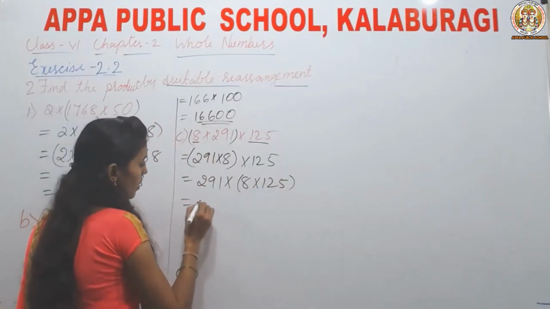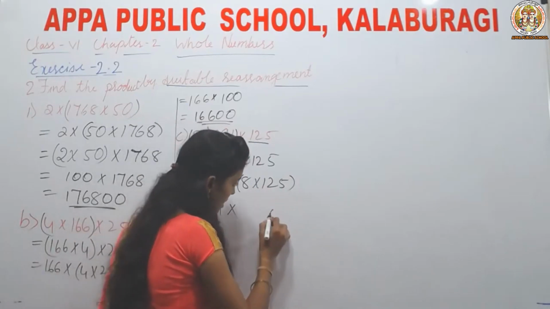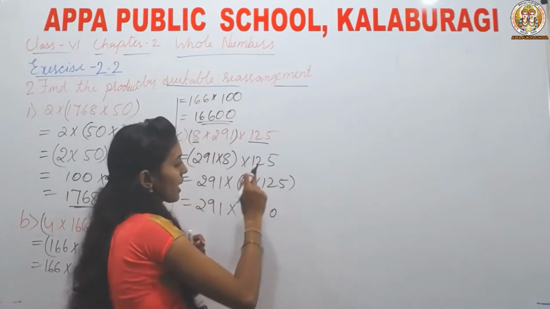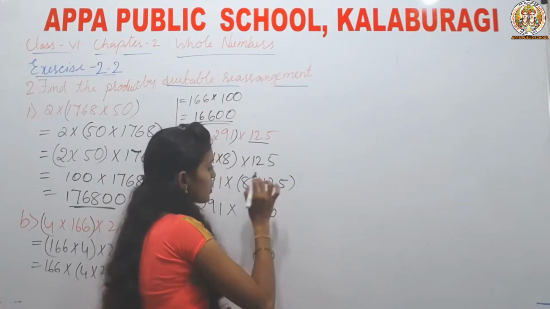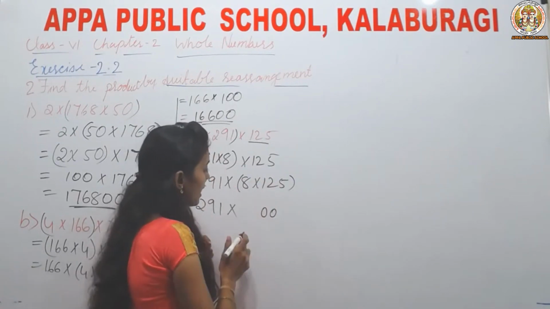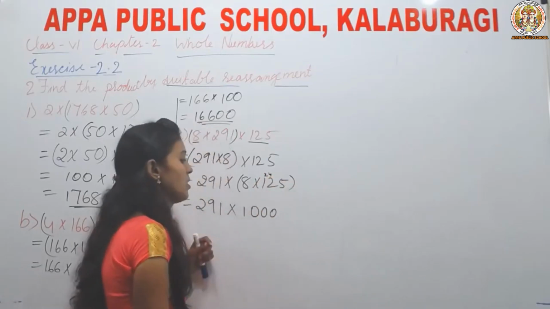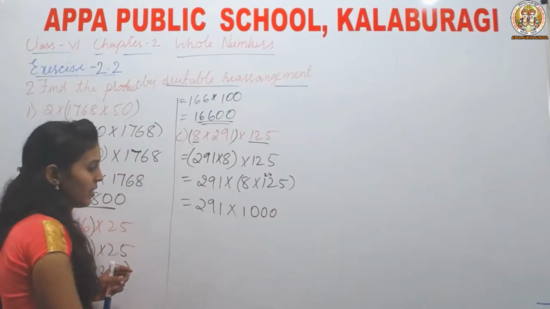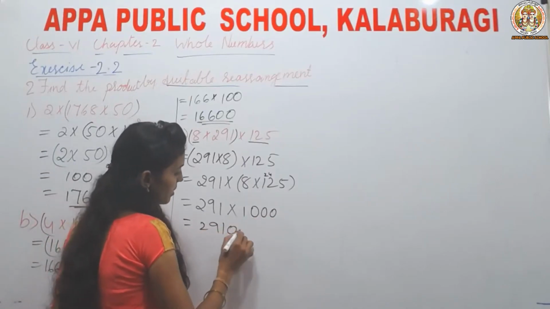Now multiply 291 into 8. 5 8s are 40, 4 carries. 8 2s are 16 plus 4, 20, 2 carries. 8 1s are 8 plus 2 is 10. See, very easy now. 291 ones are 291, remaining 3 zeros.